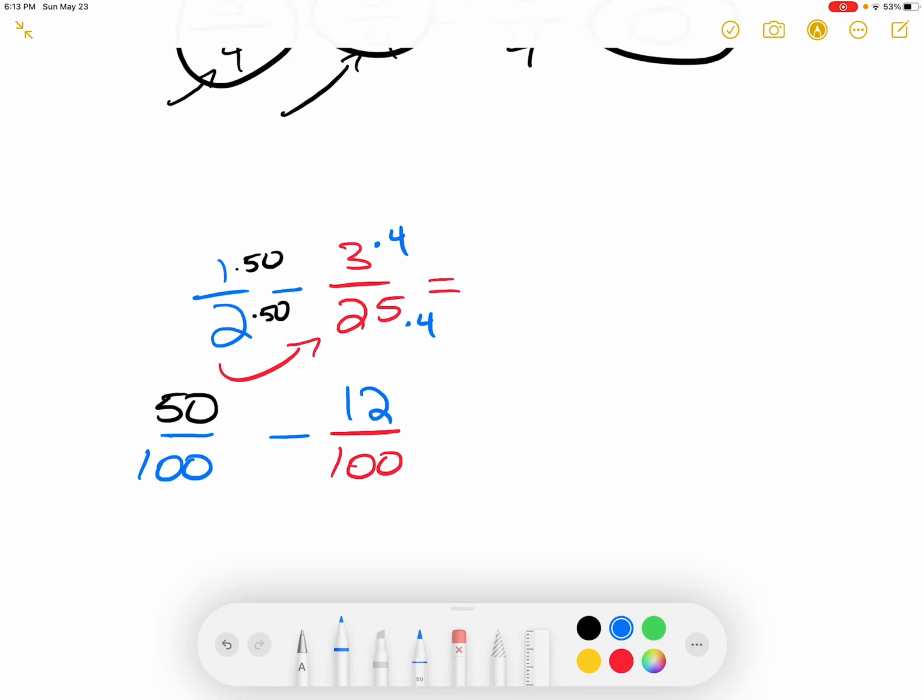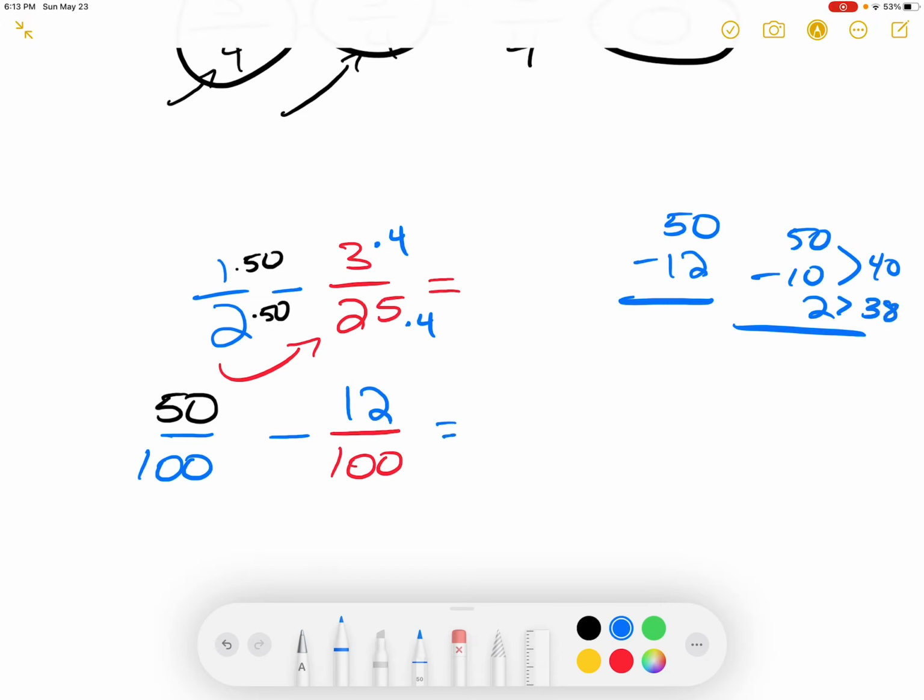3 times 4 gives you 12. So 50 minus 12. Let's see what that is. I don't know what that is. So 50 minus 12, that's 50 minus 10 minus 2, right? 50 minus 10 gives you 40. 40 minus 2 gives you 38. So your answer is going to be 38 over a common denominator of 100.